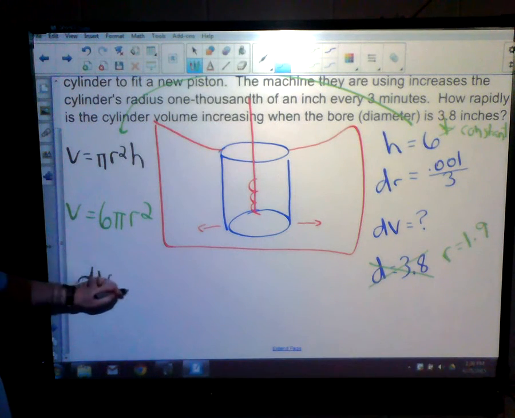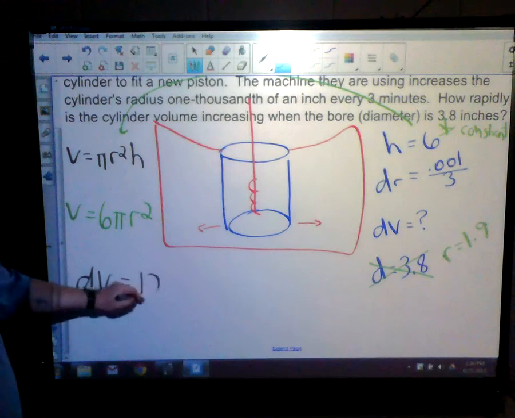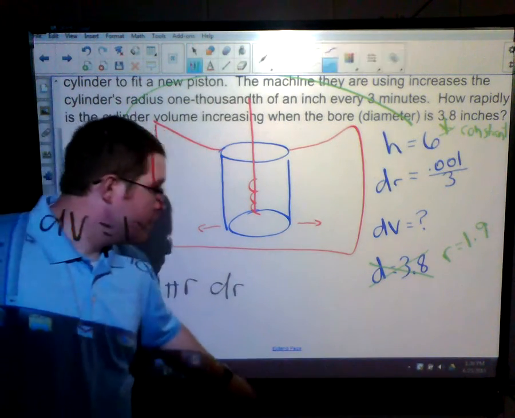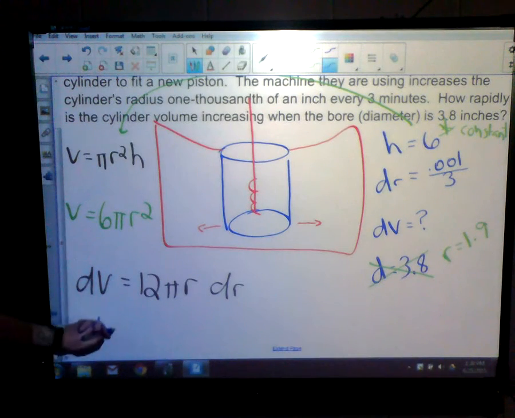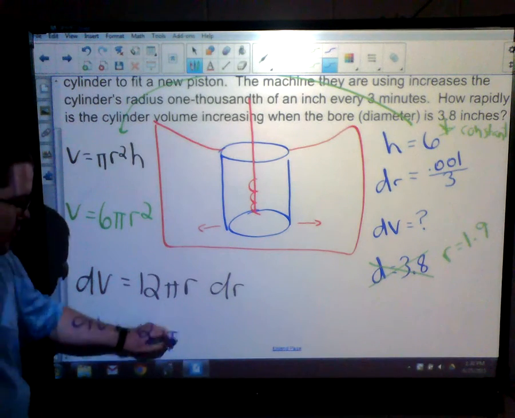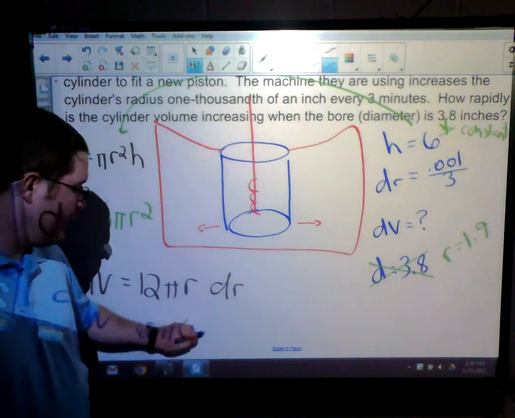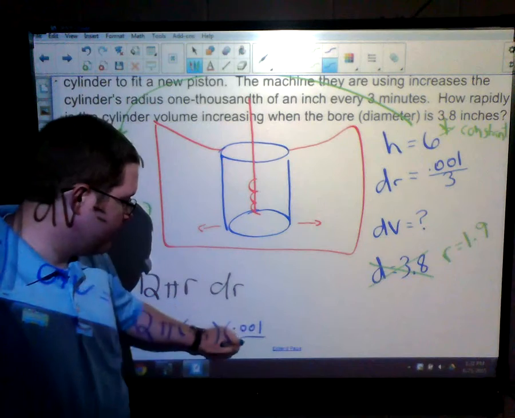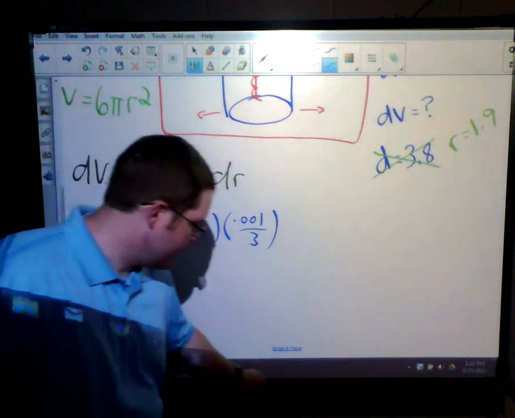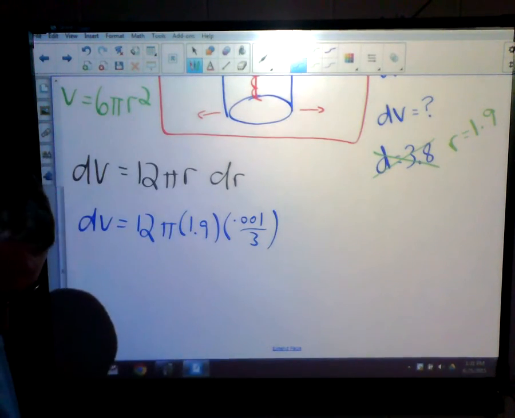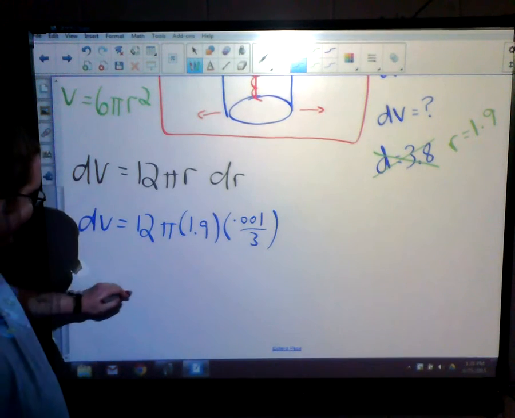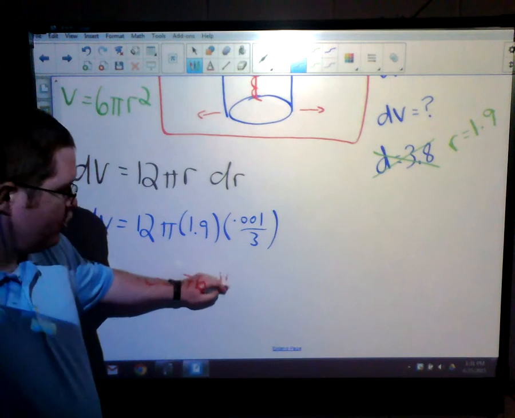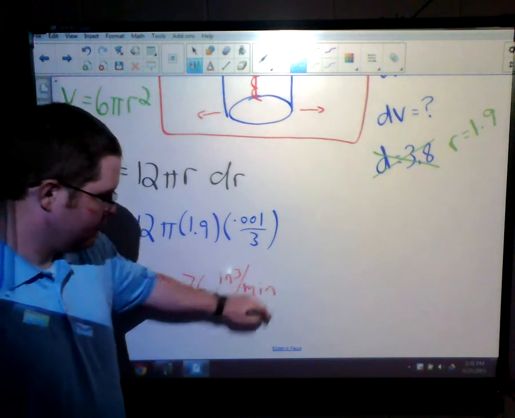So dv, the derivative of this, is 12 pi r dr. Plug in everything you know. I don't know dv. 12, pi is pi. r is 1.9. dr is 0.001 for every 3 minutes. And to save you a little bit of time, that is exactly 0.0076 cubic inches per minute.